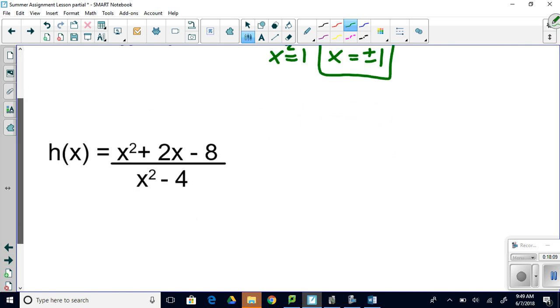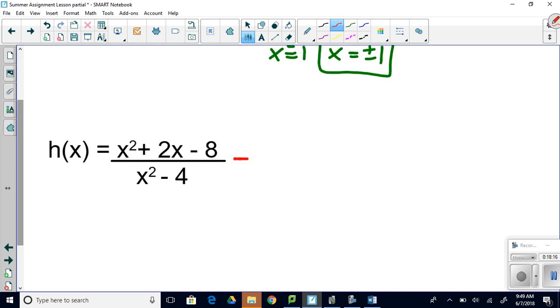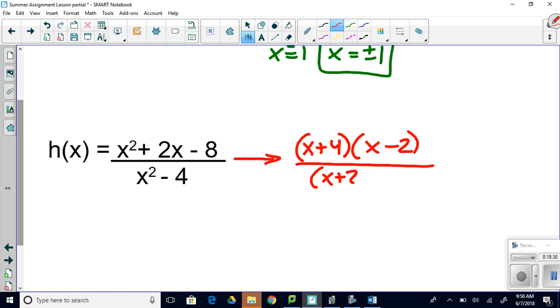Well, in h of x, we get really tempted to just do the same thing. Set the bottom equal to 0 and solve. But I have to be careful, because my top actually factors. So let's check that one out. Top factors to x plus 4, x minus 2. The bottom would factor to x plus 2, x minus 2. Well, I know I typically set the bottom equal to 0. So typically, I would have said x equals negative 2 or x equals 2.